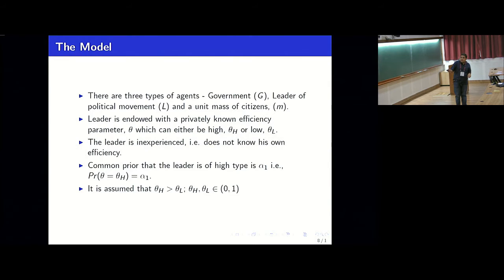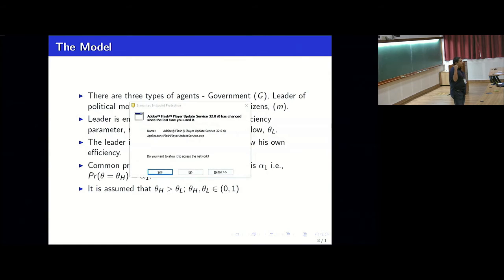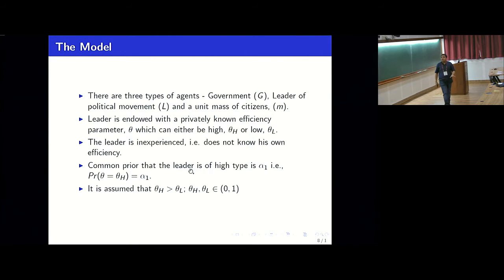Initially, the leader is inexperienced, that is, does not know his own efficiency, but we later relax this assumption so that the leader at least knows his own efficiency. We start off with the case that no one, not even the leader, knows his own ability, and we'll show that the results are robust to that assumption. You can think of ability as follows: given the same amount of resources, a high ability leader would be able to execute in a better fashion than a low ability leader.